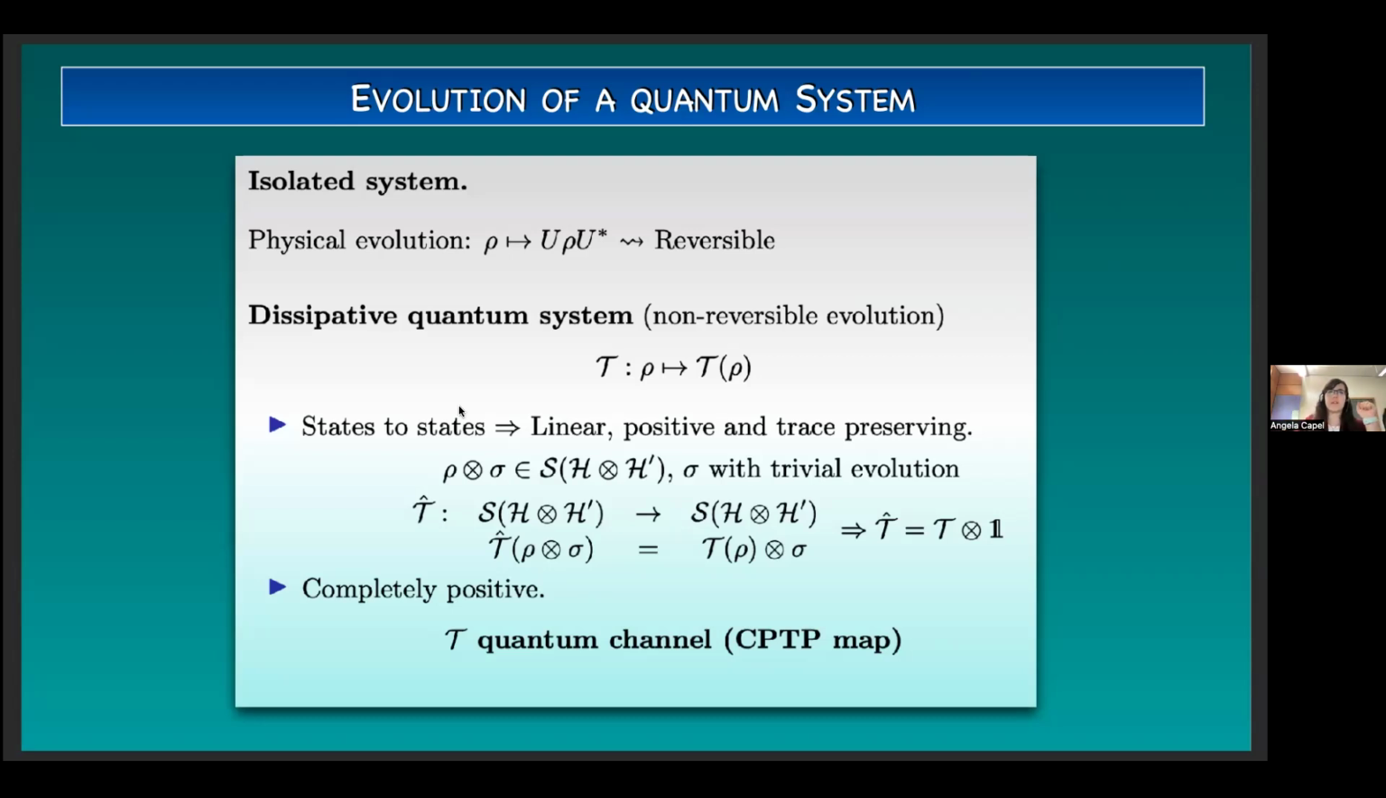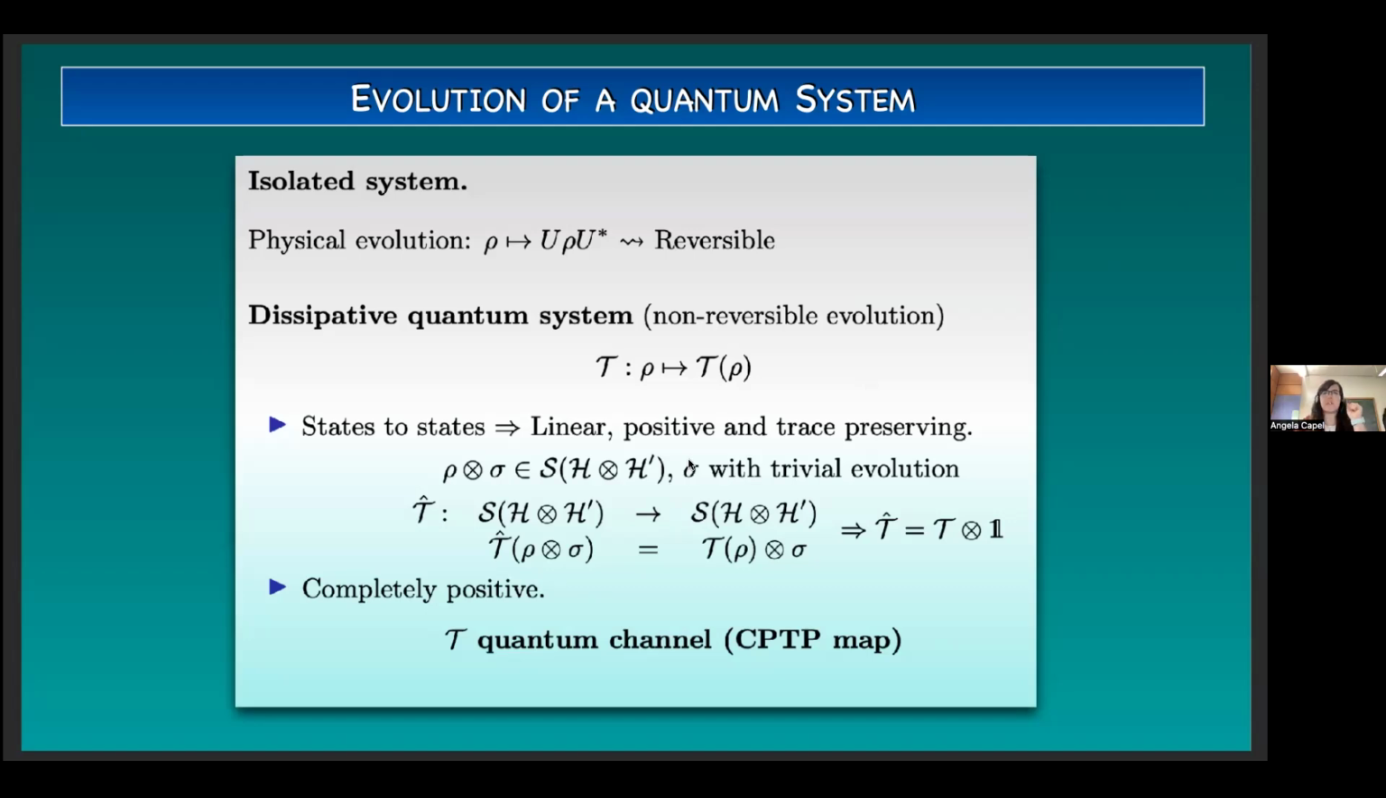And of course, for that, our map automatically has to be linear, positive, and trace preserving. But we not only need that, we need something more. We are considering our system inside an environment. And of course, the map that we are defining now is something that is defined on the system, but the environment has in principle dimension that is arbitrarily large. And what we need is that when we consider the coupling of a state in our system and a state in the environment, the state in the environment has trivial evolution under this map.